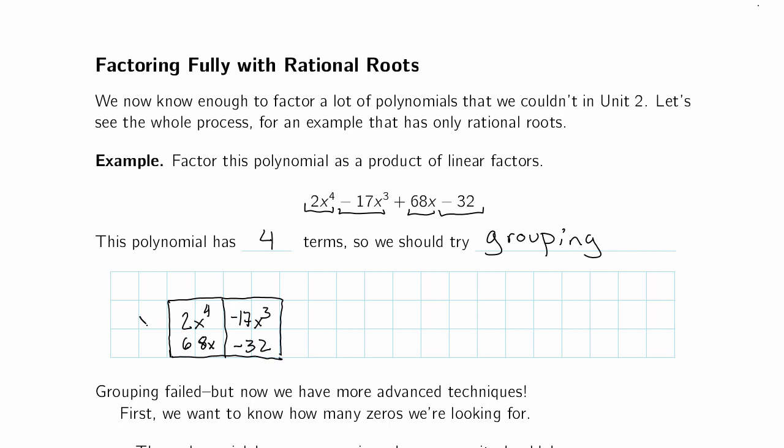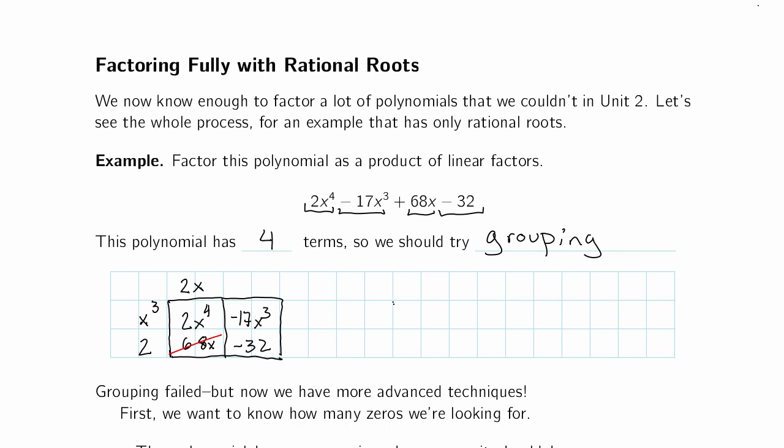First row, my greatest common factor is x to the 3rd. Second row, I think it's 2. Okay, that's no good, right? Because it's definitely not true that 2x times 2 gives me 68. No, that's no good. We're stuck.